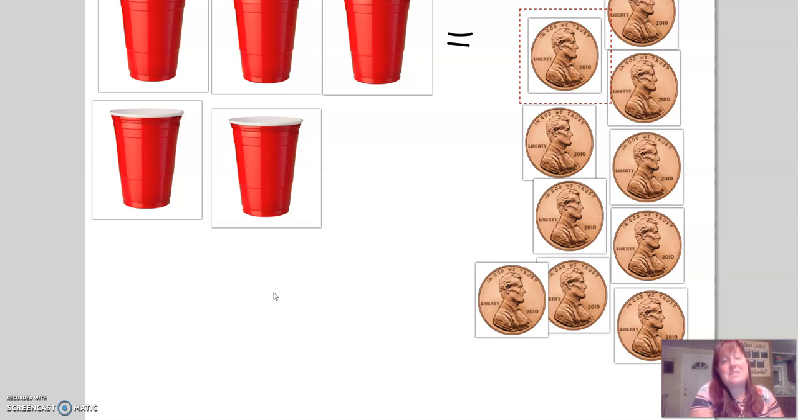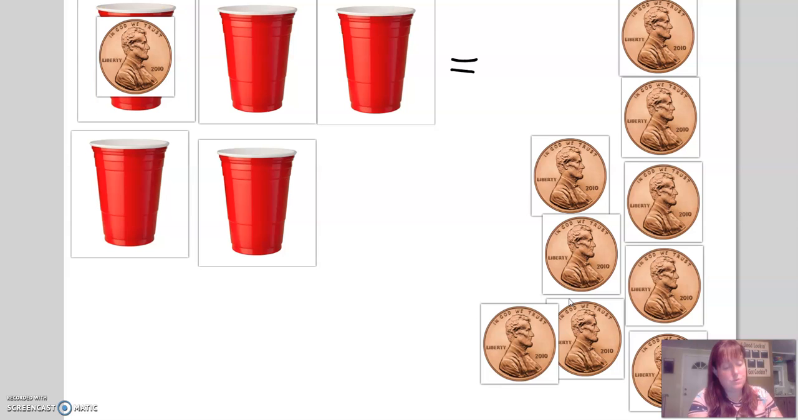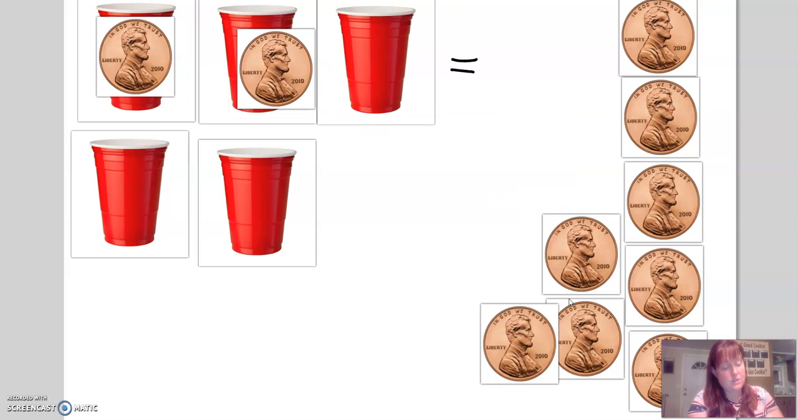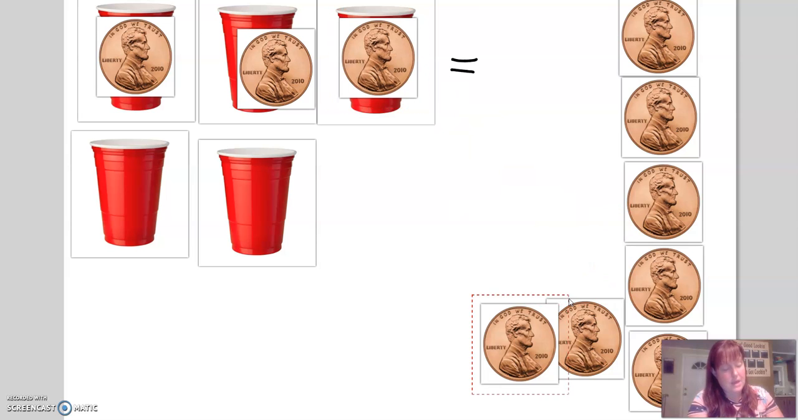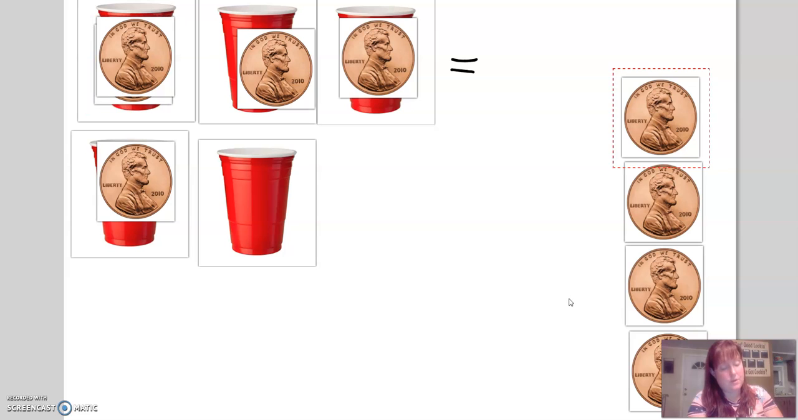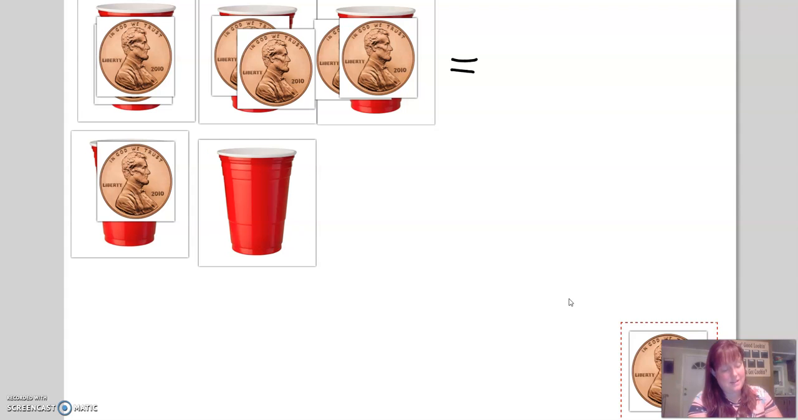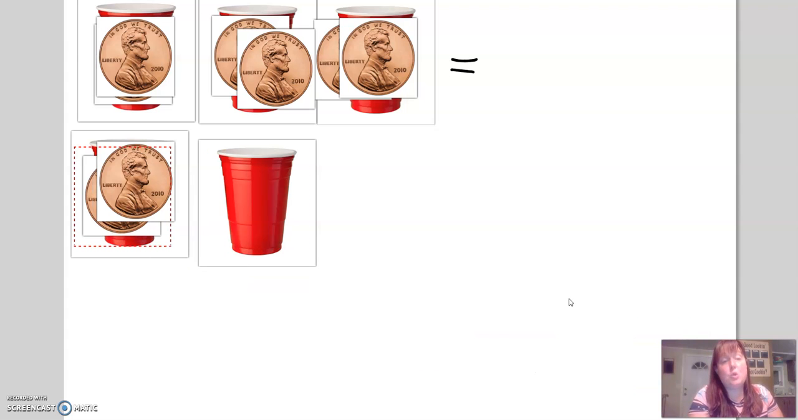So then I can just divide my 10 pennies into 5 groups, can't I? Right? So I can just divide these into each cup evenly. And I can figure out how many pennies. That's okay. How many pennies are in each cup? Well, it's 2 pennies in each cup. So 1 cup equals 2 pennies.